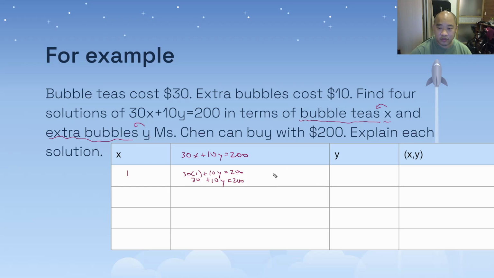And then I'll have to come over here. So I'm going to subtract 30 on both sides, and that'll give me 10Y equals 170. I'm just going to write this in here just so I don't lose anyone. And then we're going to divide by 10 on both sides, and Y is going to be 17. So if she got one bubble tea, she could get 17 extra orders of bubbles. So basically her cup would just be overflowing with bubbles and there'd be barely any tea in there. It'd be amazing.